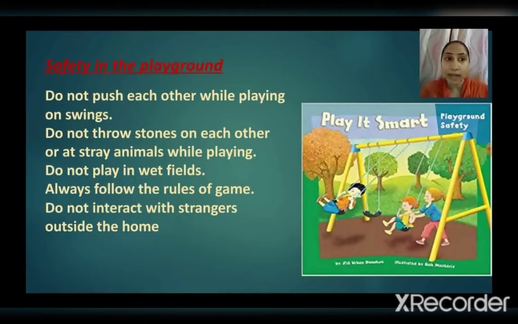Do not interact with strangers while you are in the park, in the playground. Do not talk to any stranger. If any stranger tries to touch you or talk to you and you feel uncomfortable, you need to quickly run to your parents, to any of the elders whom you know, and inform, right? If you're in school, you need to inform your teachers. So do not interact with any stranger. So this was all about today.